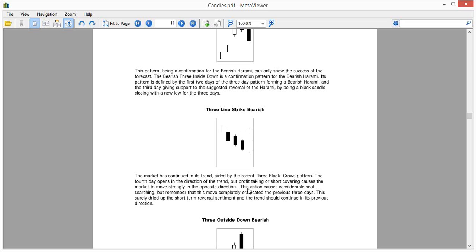This action causes considerable soul searching, but remember that the move completely eradicated the previous 3 days. This surely dried up short-term reversal sentiment, and the trend should continue in its previous direction. And how do we know? Well, it's coming into resistance. Our trend is down. If it wanted to continue its uptrend, and it wasn't just a short squeeze, it was a continuation, we would need the confirmation that we're going to close above, and we don't have it.